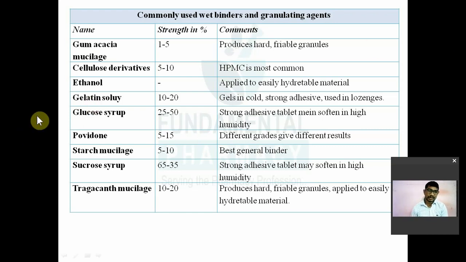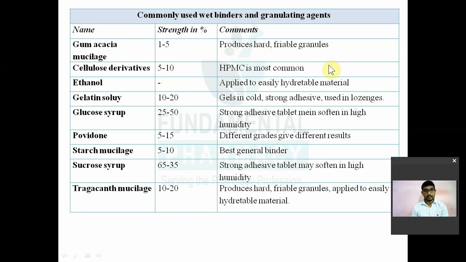For example, gum acacia mucilage at 1 to 5% weight by weight will produce very hard and friable granules. Here the name of the binder, the strength in which it is used, and special comments are given. So gum acacia mucilage 1 to 5% produces very hard friable granules. Cellulose derivatives like methyl cellulose, propyl cellulose and HPMC are used at a concentration of 5 to 10%.